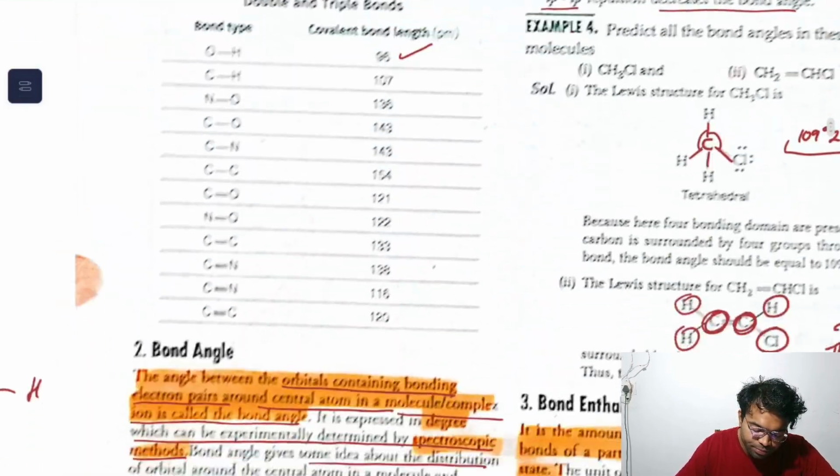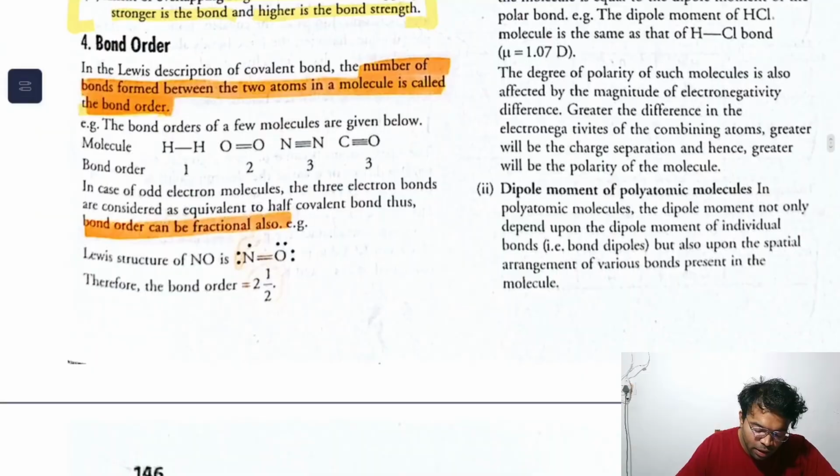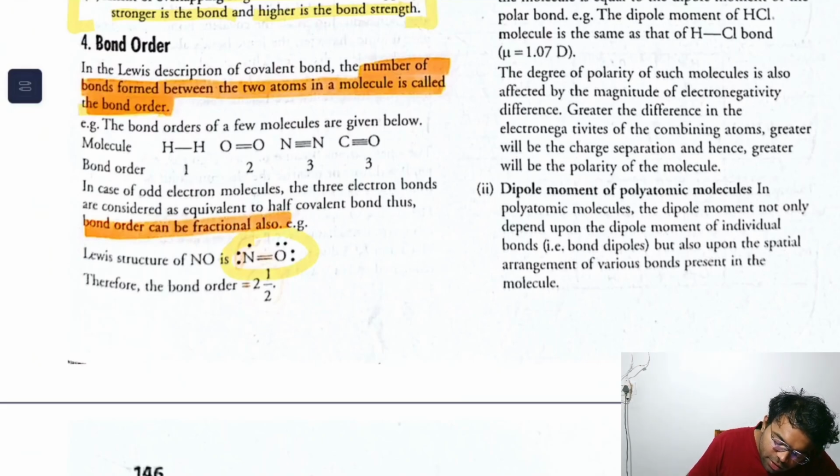So in the case of NO, how many electrons are present in between them? 1, 2, 3. So it's an odd number, right? In the case of odd electron molecules, the three electron bonds are considered as equivalent to half a covalent bond. Thus, the bond order can be a fraction also.